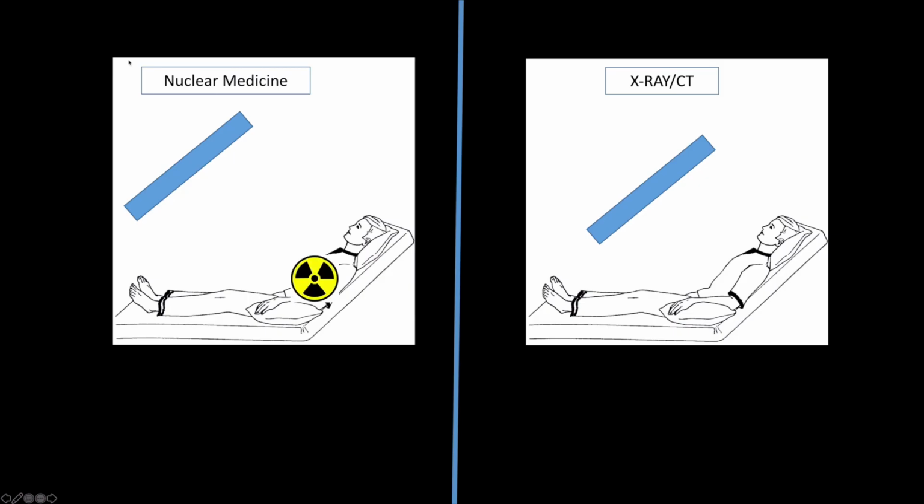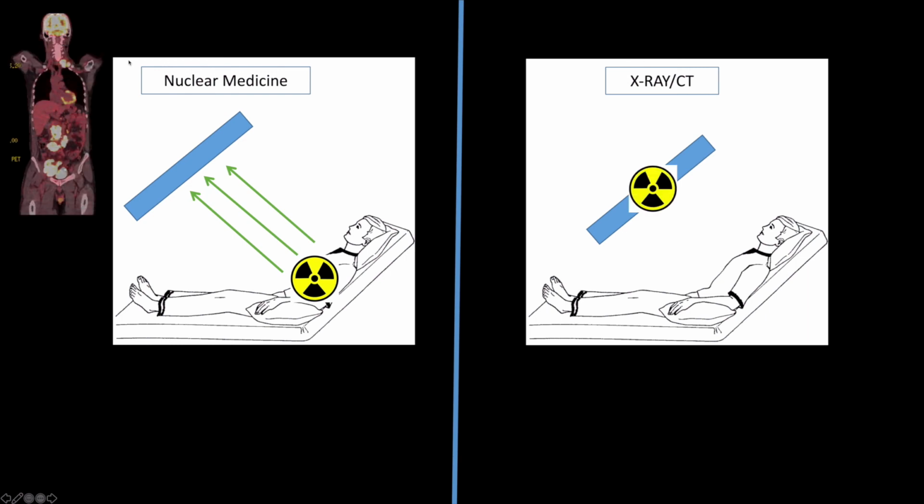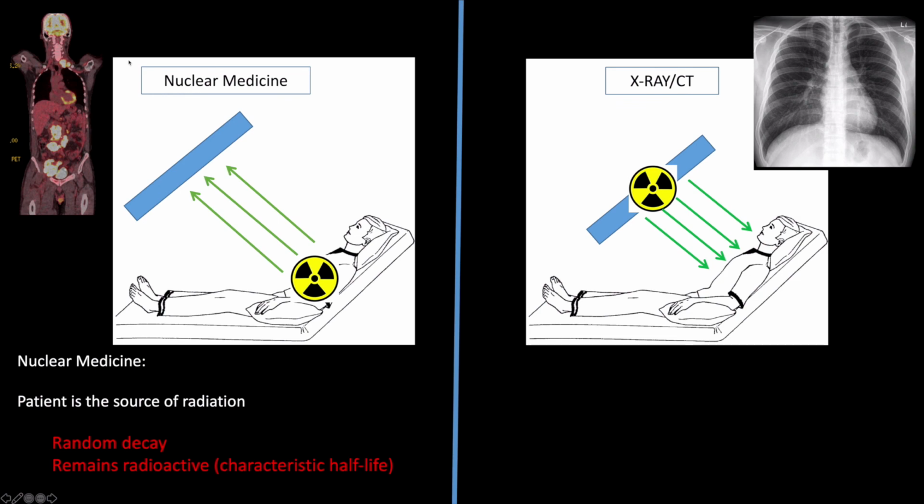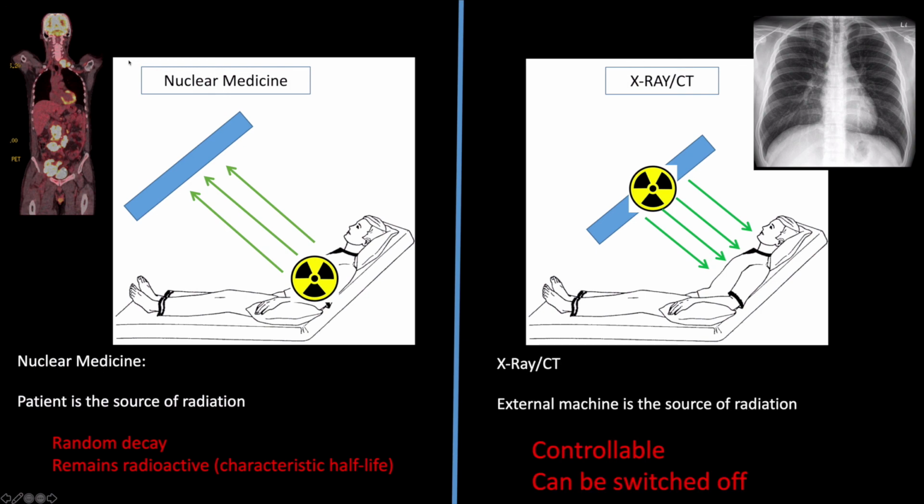So as I mentioned, in nuclear medicine, the patient is the radioactive source, and they are emitting radiation that we are trying to harness in one way or another. And with X-ray, the radiation is coming from outside the patient. But let's think about the practical applications of this. Nuclear medicine cannot be switched off. Once you have a radioactive substance, it continues to decay and continues to emit radiation until there's nothing left or it's expelled from the system. Whereas in X-ray and CT, it's controllable, it can be switched off.